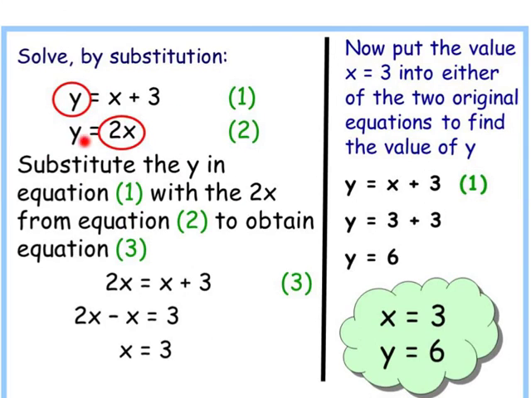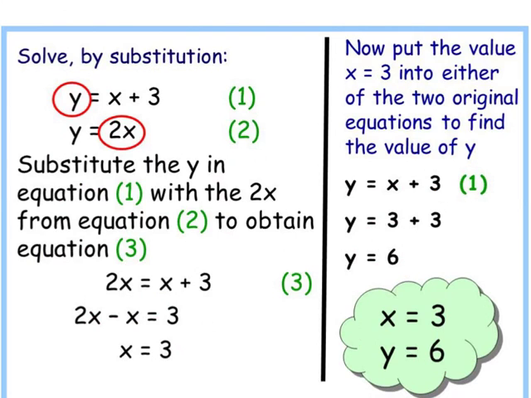Y equals x plus 3 and y equals 2x. Substitute the y in equation 1 with the 2x to obtain equation 3. 2x equals x plus 3. And then you just solve. You move this x over here. 2x minus x equals 3, so that means x equals 3. Now that we know what x is, we can go back to either one of these equations and put in 3 for x, and if y equals 3 plus 3, then we know that y is equal to 6. And that's really all there is to substitution.